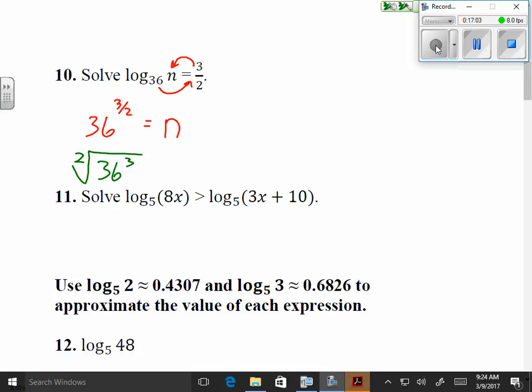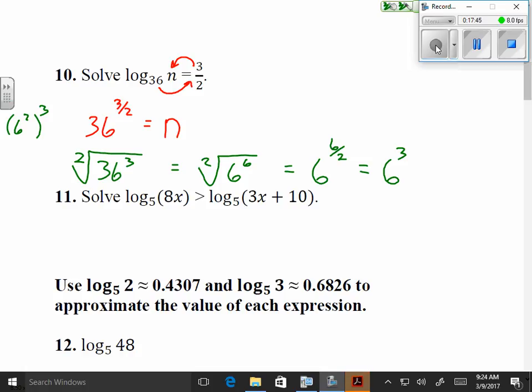And 36 to the 3rd is 6 squared. So this is the same as 6 to the 6th. 36 is 6 squared. 6 squared to the 3rd is 6 to the 6th. And then if I go back into exponential form, that would be 6 to the 6 over 2. 6 over 2 reduces to 3. 6 to the 3rd, crap, I still need my calculator. 36 times 6, I guess I can do that.